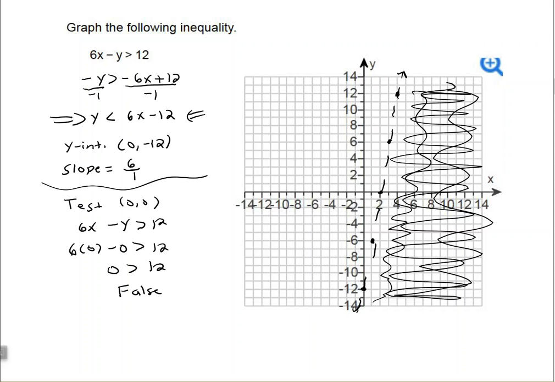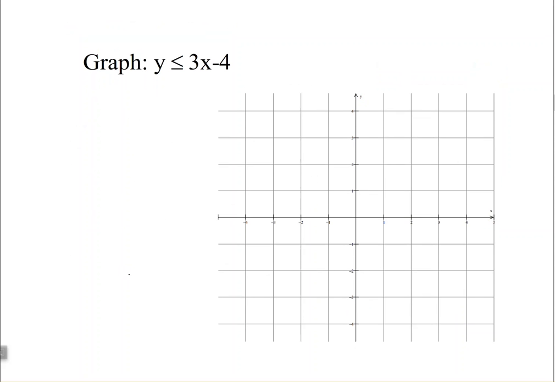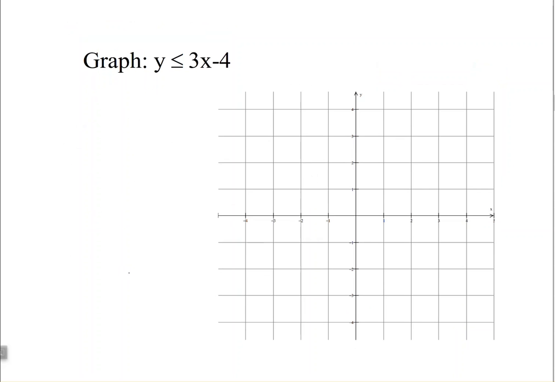Okay, let's try another one. All right, so here we want to graph y is less than or equal to 3x minus 4. We can go ahead and identify our y-intercept: 0, negative 4. And then the slope is 3, or 3 over 1 for graphing purposes. So the y-intercept, I will plot that first at 0, negative 4. And then from there, go up 3 places and to the right 1 place.